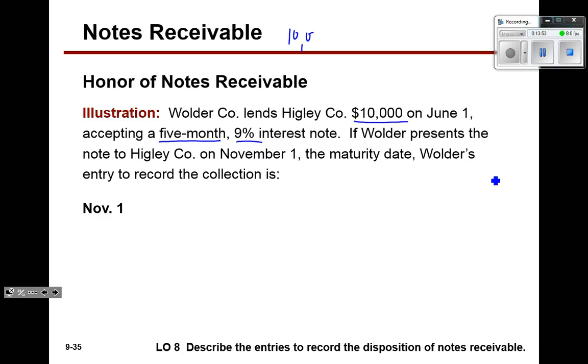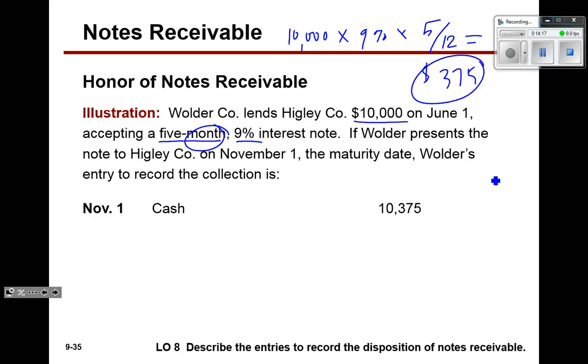So 10 grand times 9%. I see the word month, so I'm going to divide by 12 and plug in. So when they'd pay us, we would actually see $10,375 in our pocket because the amount of interest that they were going to owe to borrow 10 grand was $375. We see notes receivable, the asset, go down.